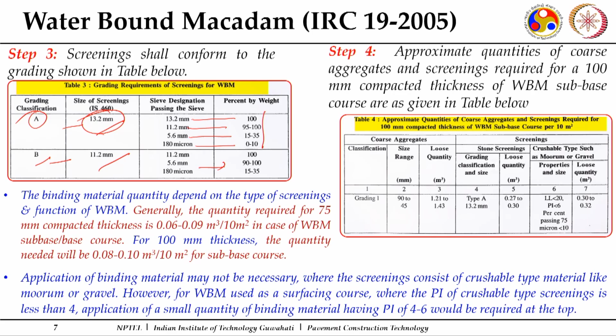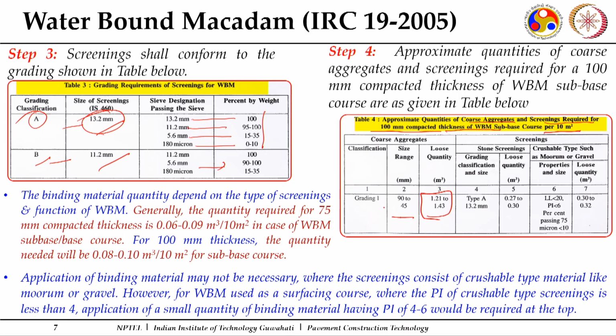Here is the table based on the research and field experience gained. It says that when you are going for coarse aggregates in the size range of 90 to 45 mm, the loose quantity of aggregate should be in this particular range. This is for 10 meter square of area. So, these are approximate quantities of coarse aggregates and screenings required for 100 mm compacted thickness of WBM.